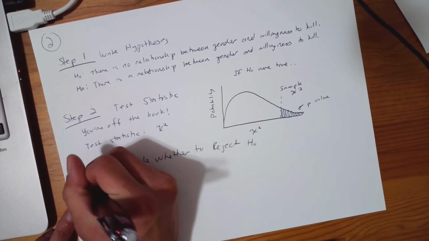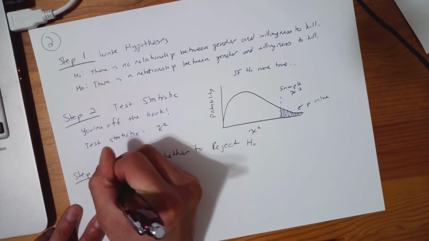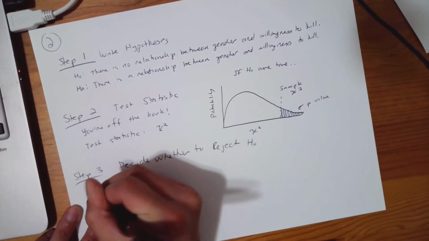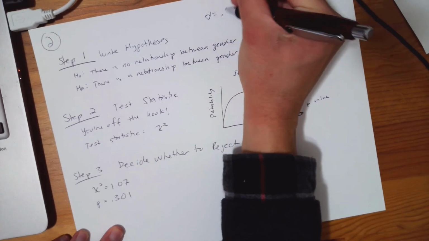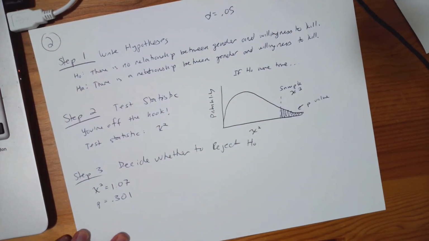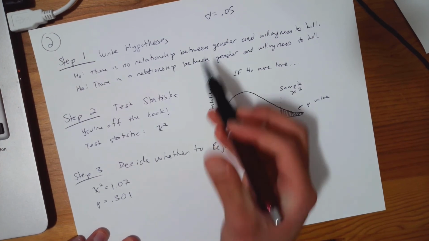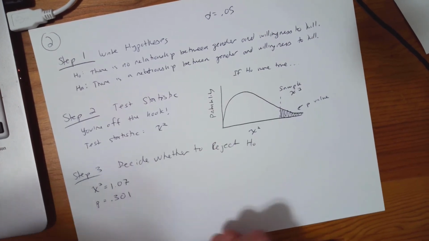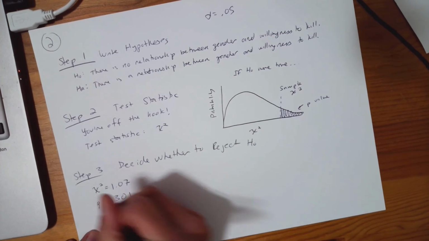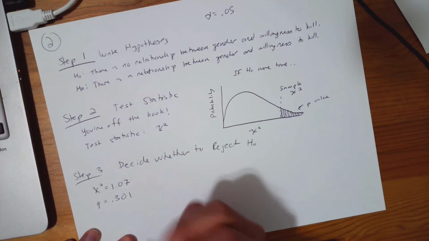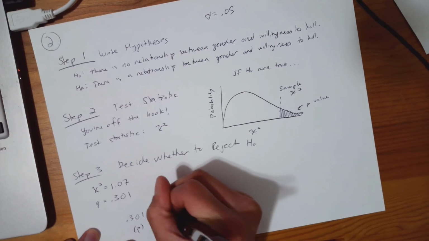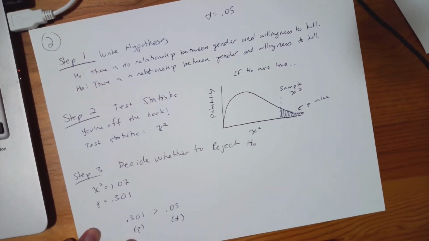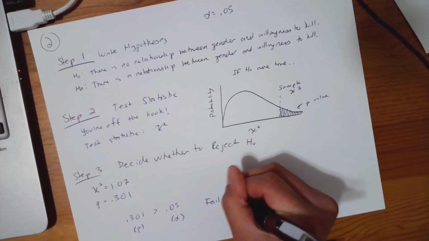So in this particular case, our chi-square value is 1.07 and our p-value is 0.301. We'll say that our alpha level is equal to 0.05, so not a very strict test. And we'll use that alpha level to decide whether to reject the null hypothesis. As usual, we're just going to compare whether p or alpha is larger. So in this case, our p-value, 0.301, is considerably larger than our alpha level, so we would fail to reject the null hypothesis.